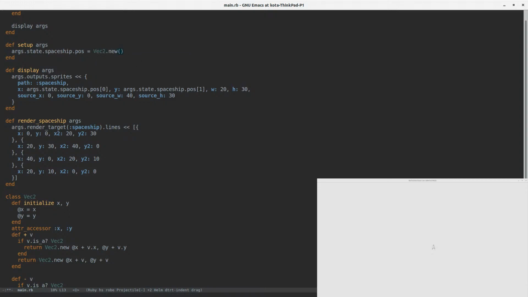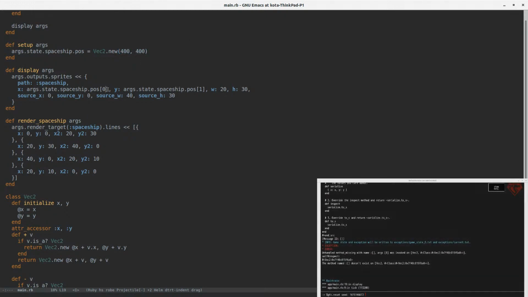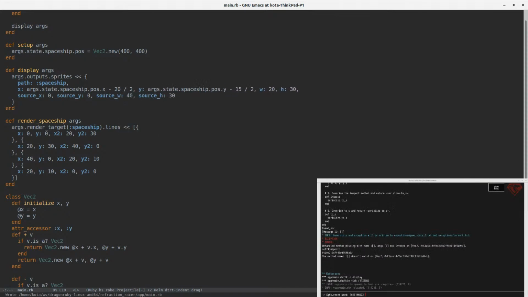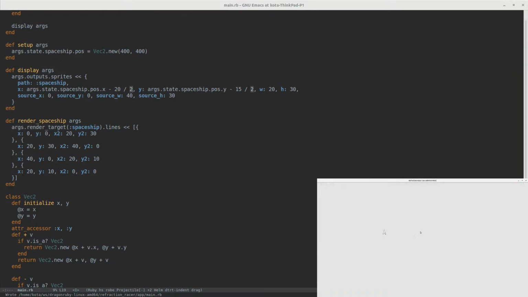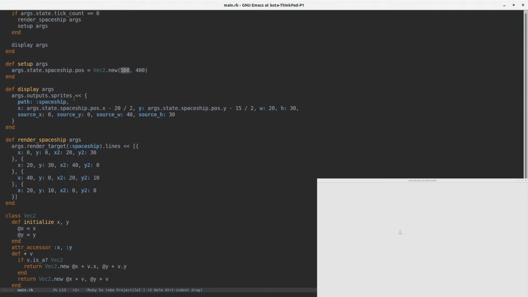Okay, so we'll just have this be 400 by 400, which is a fine starting point. And of course, it will complain initially. So we'll do .x and .y, and we'll also want to subtract off our width and height here. Minus 20 over 2. And now we have it in the correct position. Yeah, so that looks correct. Okay, great. So let's do some basic forces first.